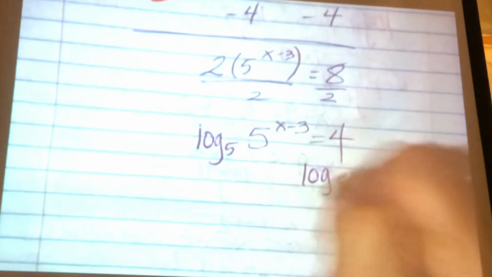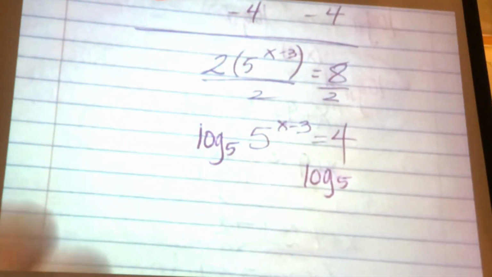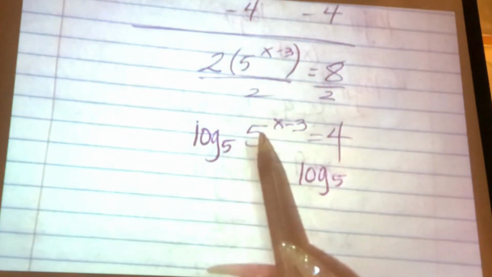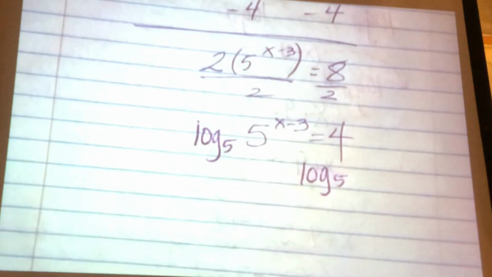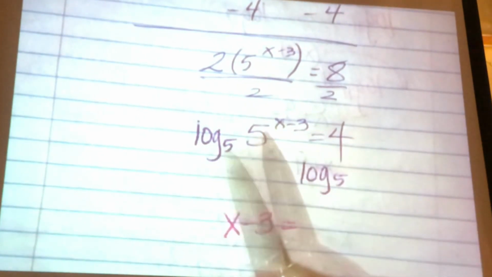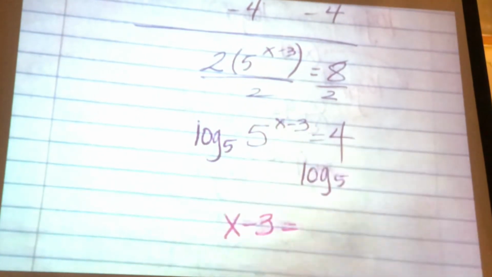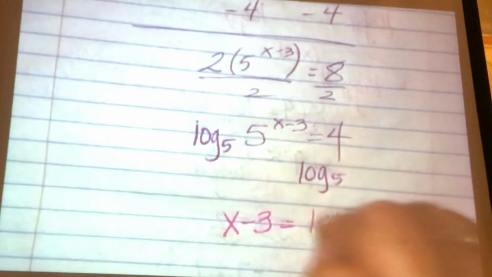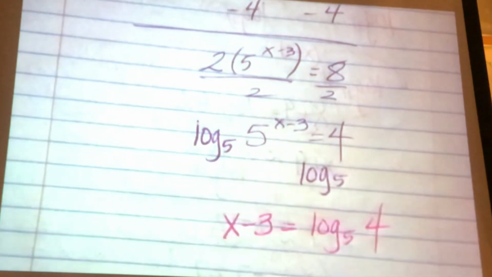Log base what? 5. Very good. So I'm going to take the log base 5 of both sides. What's going to happen when I take log base 5 of 5 to the x minus 3? I'm just left with 1, and then just x minus 3. The purpose of a log is to solve for the exponent. I know I'm going to be left with that exponent. And then here I have log base 5 of 4.